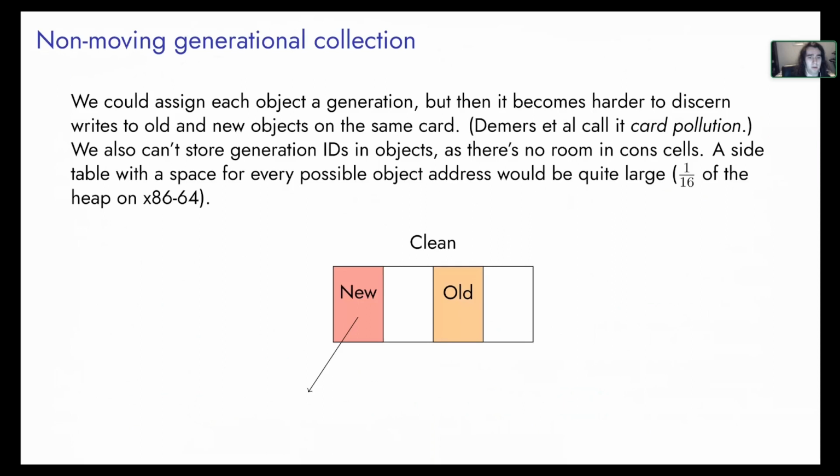Another thing is that when it comes to updating on the card, we can have multiple generations on the one card, and the collector can become confused as to which were updated. Suppose here I have this new object, which I'll update. The whole card is dirtied, and the collector will scan the old object, even though it doesn't actually need to.